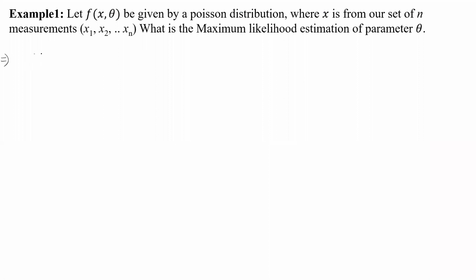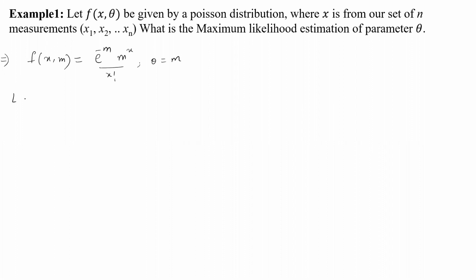So f of x comma theta is a Poisson distribution, which will be represented as e power of minus m, m power of x by x factorial. So in this case, your theta is the parameter m. So I will represent theta with m in this case. So I have to write the maximum likelihood function for m.